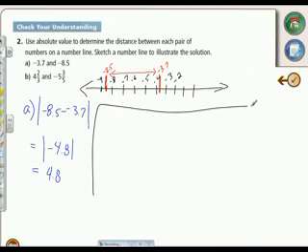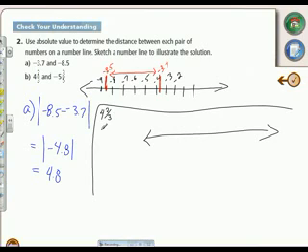Looking at B. Start the same way. Draw a quick little number line. Put on 2/3 as a decimal, just so that we can get it onto the number line easier. That's 4.6 repeating, so 4.67, and negative 5 3/5 is going to give us negative 5.6.